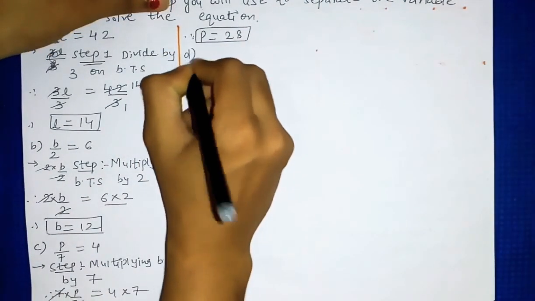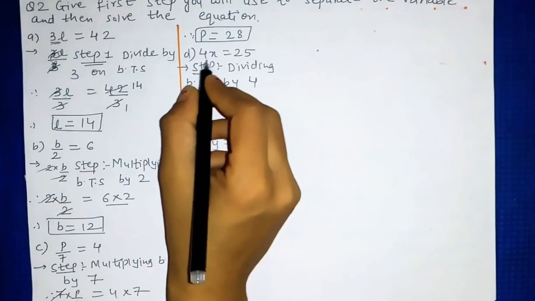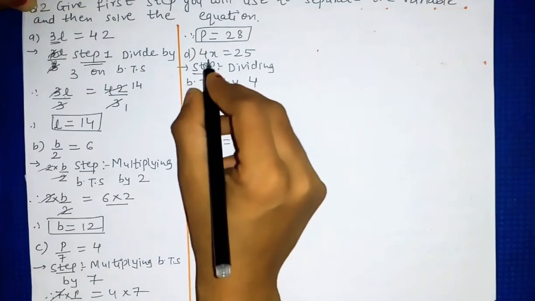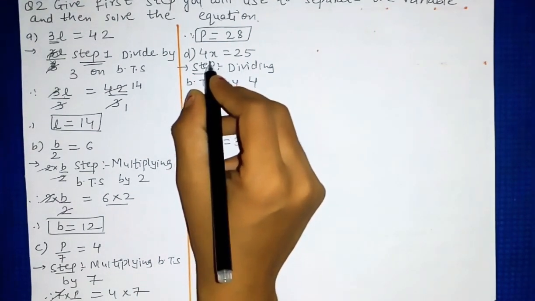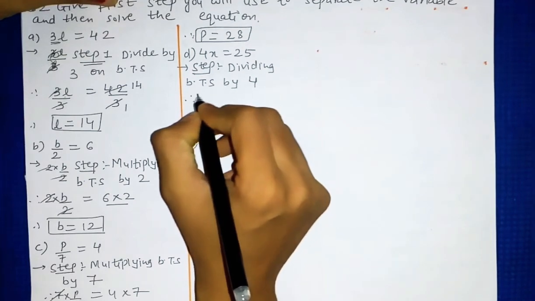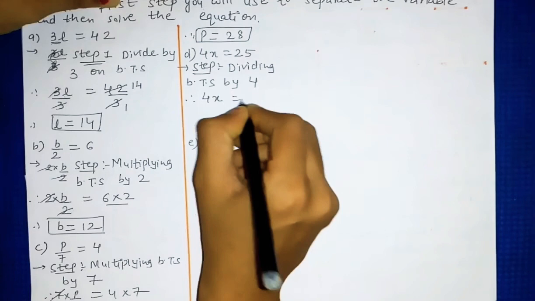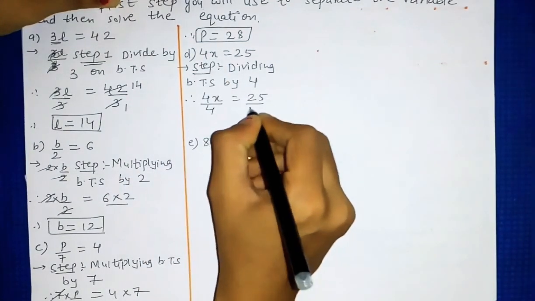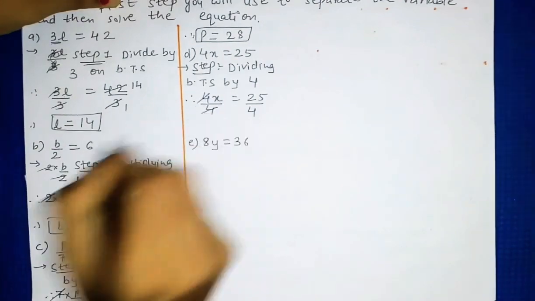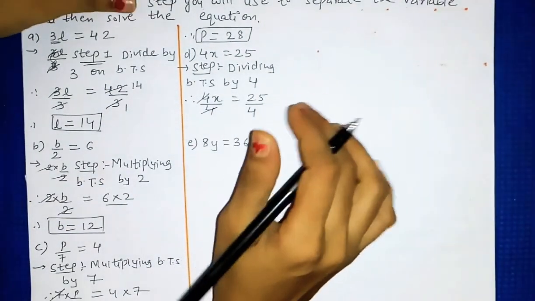Now the next equation is 4x equal to 25. Now this 4 is in multiplication. So for removing this we have to divide by 4. So we will write dividing both the sides by 4. Now we write 4x equal to 25 as given in the question. Now we are dividing both by 4. So here 4 and 4 cancelled, but for 25 upon 4, cancellation is not possible.